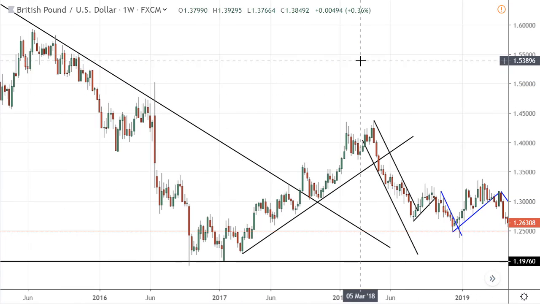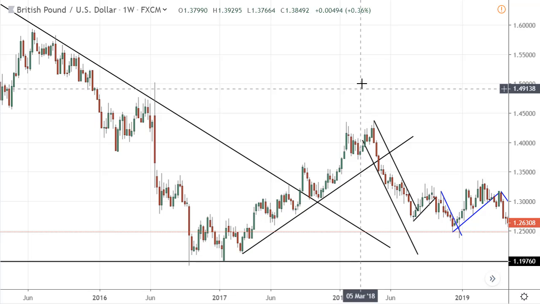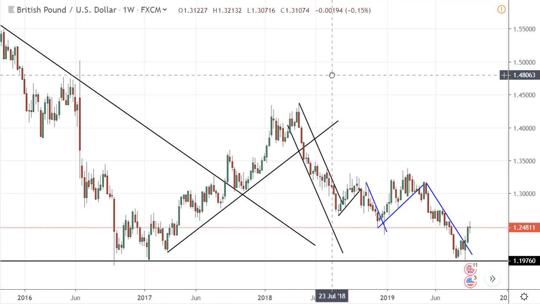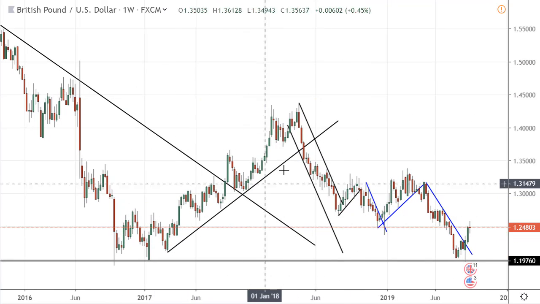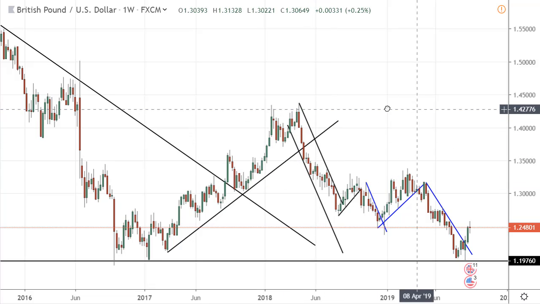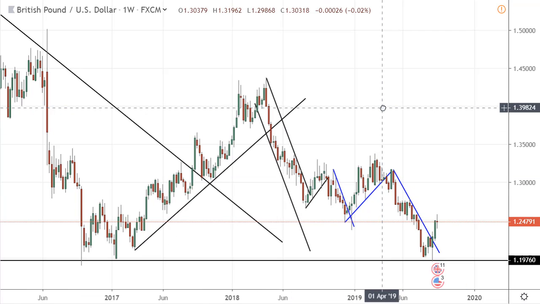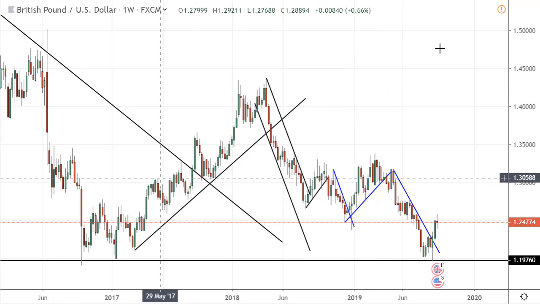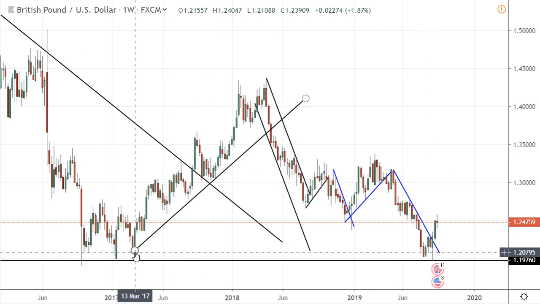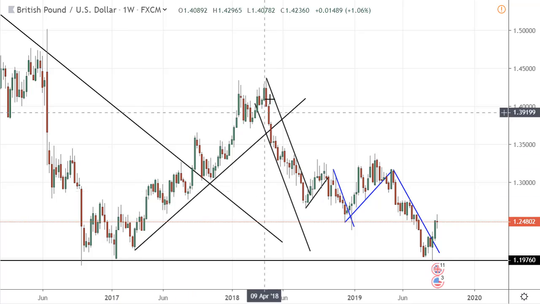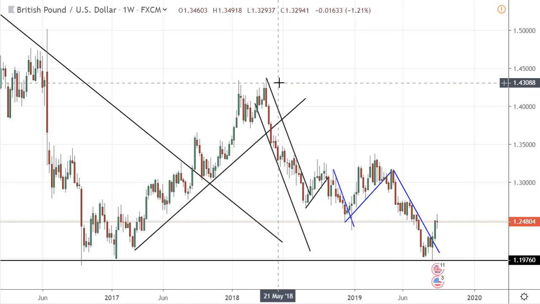This is the weekly chart of the Great British Pound against the US dollar. I purposely left my previous trend lines that I drew on there. I left them on because in this way I can show you how I look at the market. From a weekly perspective, this was an uptrending phase for this currency pair.